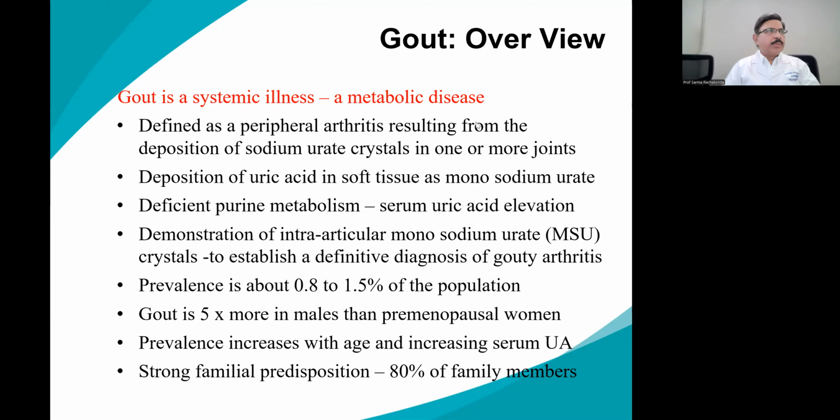That means if 100 people are there, 1% will be having hyperuricemia and gout. Gout is 5 times more common in males compared to premenopausal women. Prevalence increases with age and increasing serum uric acid concentration. There is a strong familial history. If you ask the patient, he will say, sir, I am having this problem, my father also used to have it, because a familial predisposition is there. Okay.